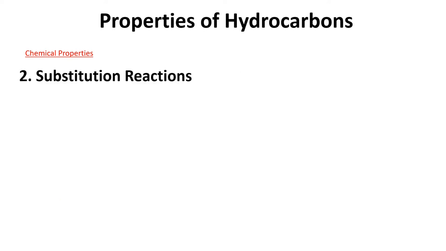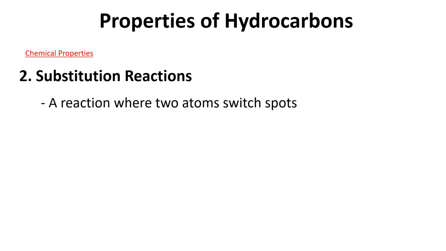Substitution reactions. If you play sports, volleyball, soccer, they make substitutions for players, and that's simply players switching in and out. And it's a reaction where 2 atoms are switching spots. So we've got a methane and a chlorine. What's going to happen here is our chlorine is going to switch with any one of the hydrogens. Let's just pretend those 2 are switching. They're going to switch spots.